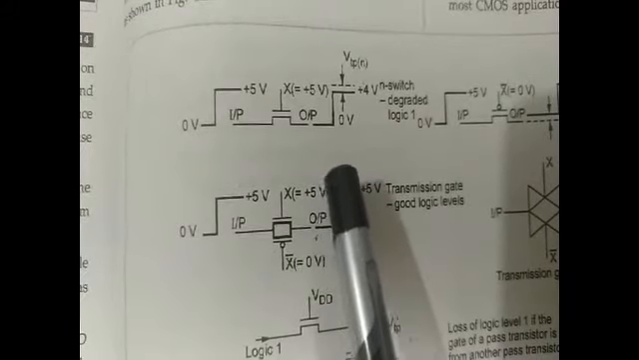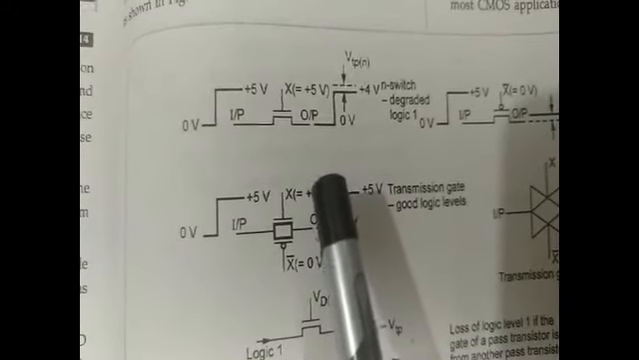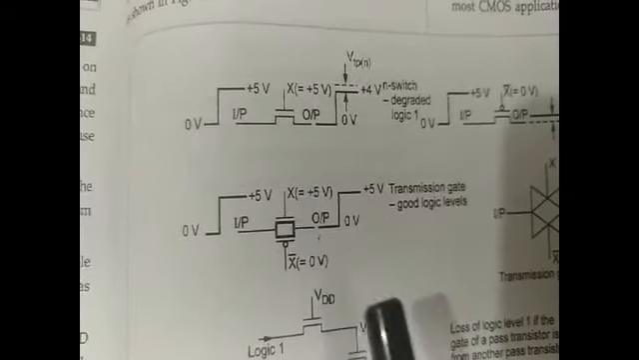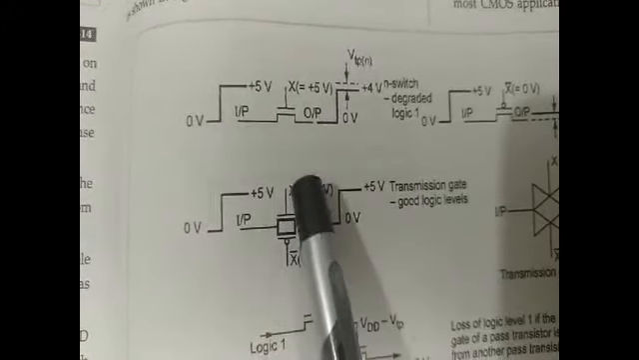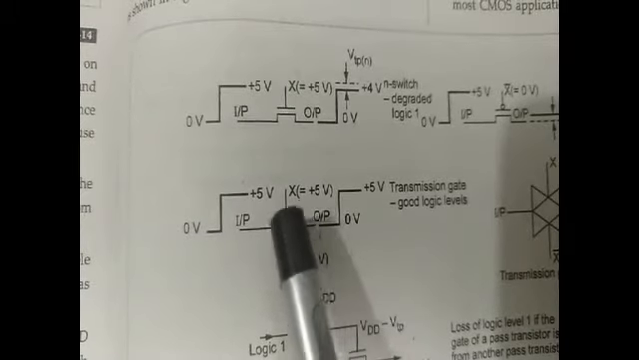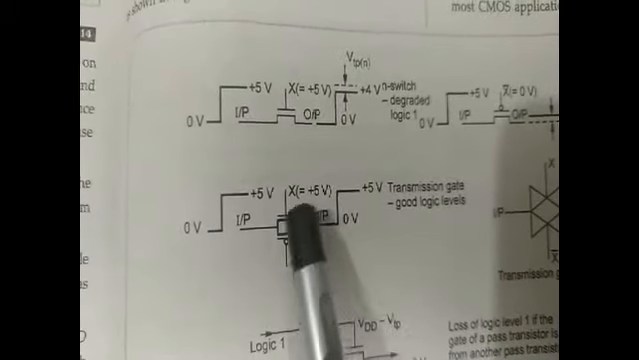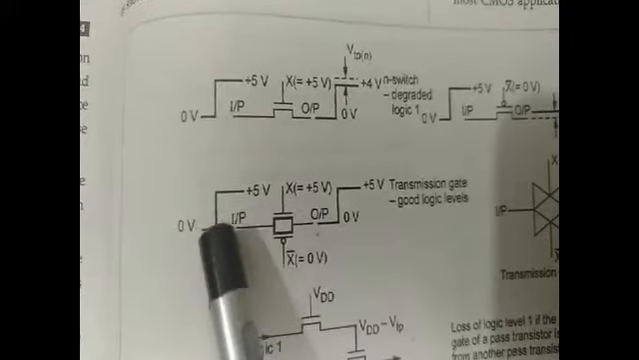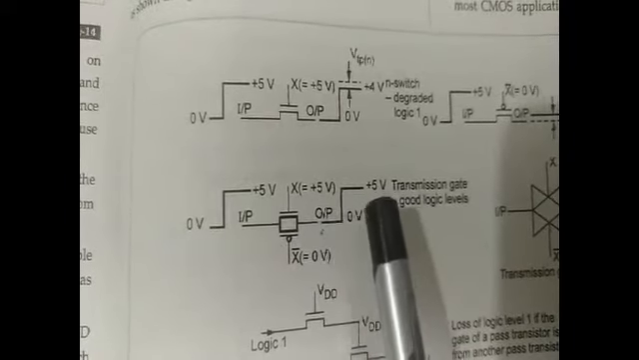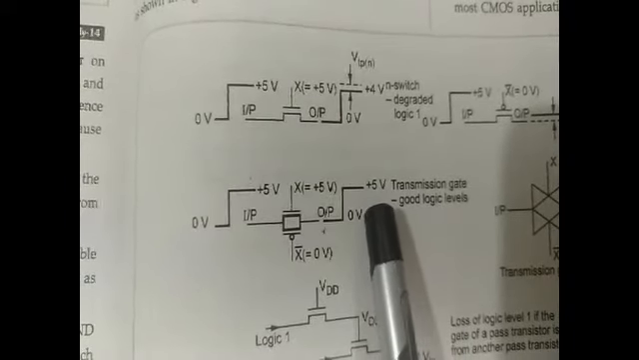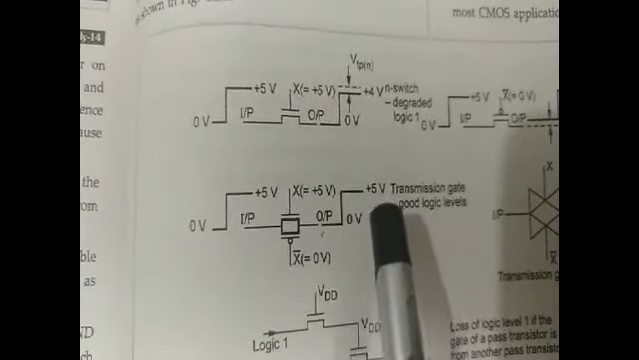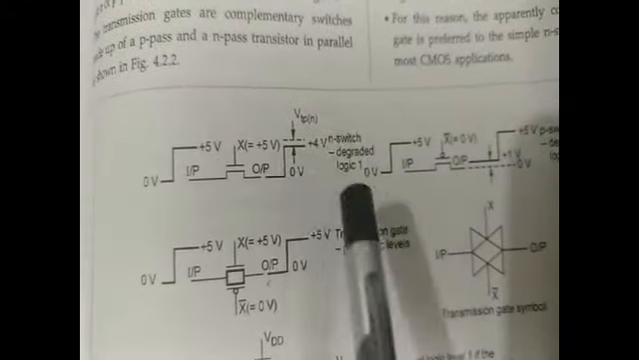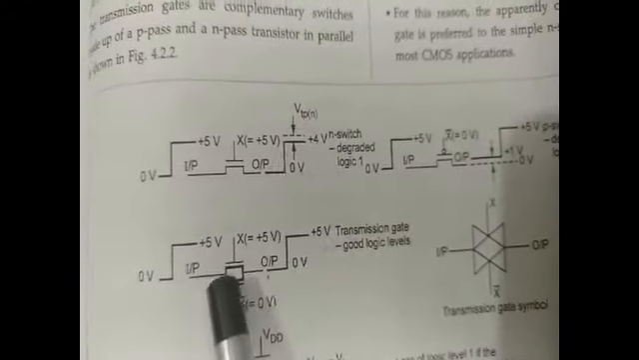1 means logical high value, so obviously it will be plus 5 volts. So X is equal to plus 5 means X bar is equal to 0. If X is equal to plus 5 volts, my NFET will be on, and X bar equal to 0 volt means my PFET will be on. So both transistors will be in the on state. Whatever the input is, I will get exactly the same output without any threshold voltage drop. What occurs for your NFET as well as your PFET is overcome by using this transmission gate.